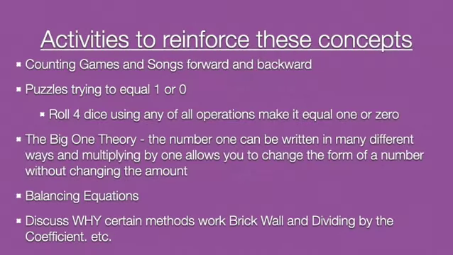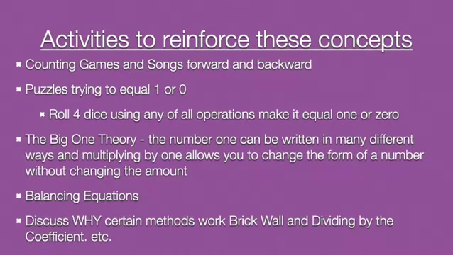The big 1 theory is what I called my getting fractions to a common denominator, and then I ended up continuing using it throughout fractions and powers and equations. But it's basically the number 1 can be written in many different ways, and that multiplying by 1 allows you to change the form of a number without changing the amount. So if I multiply by 3 over 3, I can change the form of what I'm multiplying into a fraction, but I'm not changing the amount. It's the exact same size, exact same quantity. It's just in a different form. And you can do that with lots of different forms of 1.